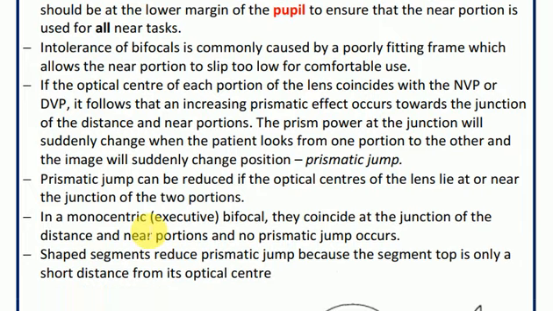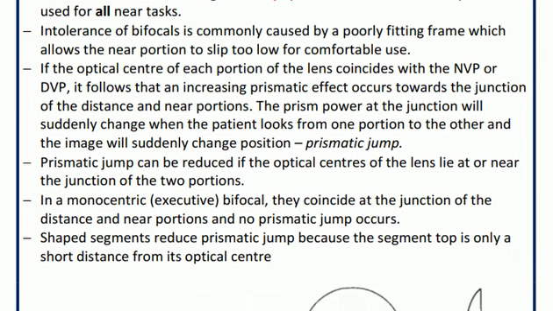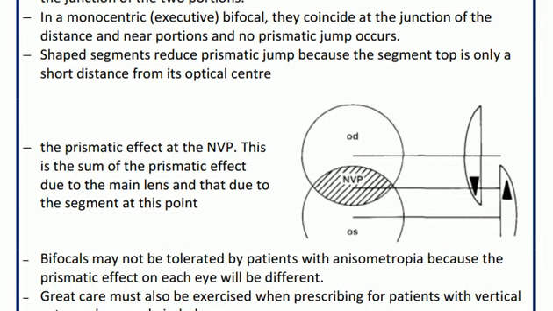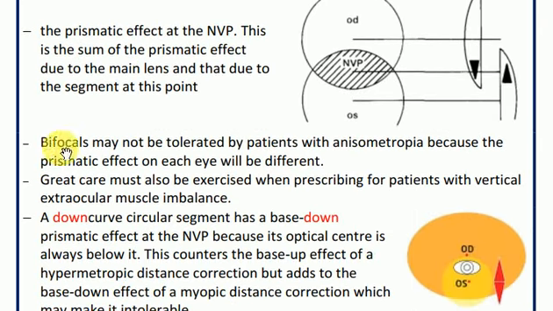In a monocentric executive bifocal, they coincide at the junction of the distance and near portion, so no prismatic jump occurs. Shaped segments reduce prismatic jump because the segment top is only a short distance from its optical center. The prismatic effect at the NVP is the sum of the prismatic effect due to the main lens and that due to the segment at this point.